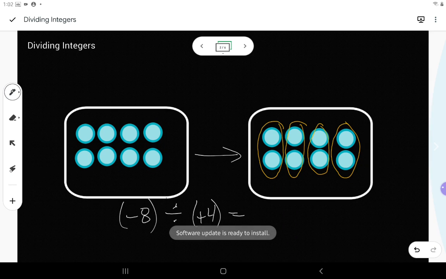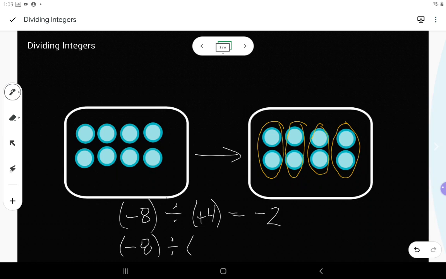And inside each of those groups, oh, I got a software update ready to install. How exciting. Each of those groups is going to give me negative 2 inside of those groupings. Okay. I could also look at it and say negative 8 divided by, and I'm going to say split it into groups that have a size of negative 2. And if I split it into groups that are a size of negative 2, I will then have 4 groupings in total. Okay, so again, I can argue it either way.